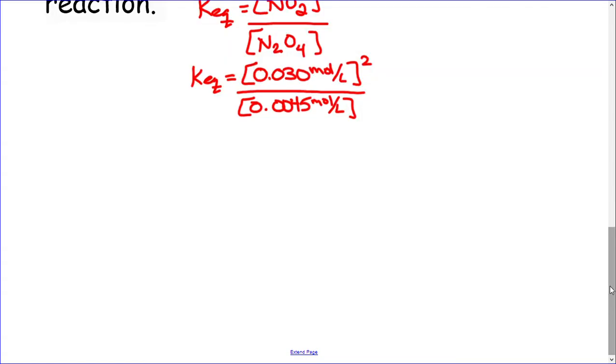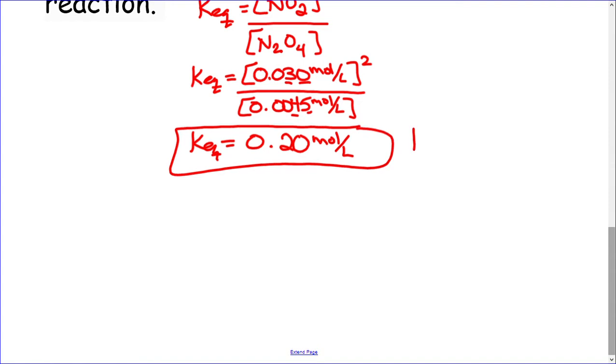Now I take 0.03 and square it, and divide it by 0.0045, and I get a KEQ value of 0.2, but then I have to look at significant digits. There's 2 here, there's 2 here, so there's 2 in my answer. Moles per liter. In this case, KEQ is less than 1, so that indicates that the reactants are favored.